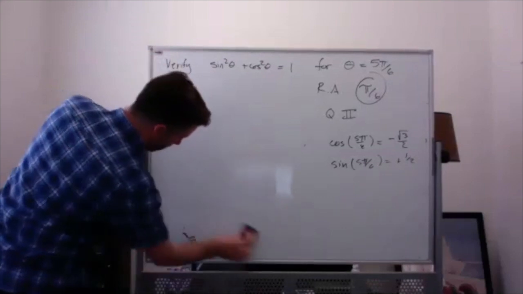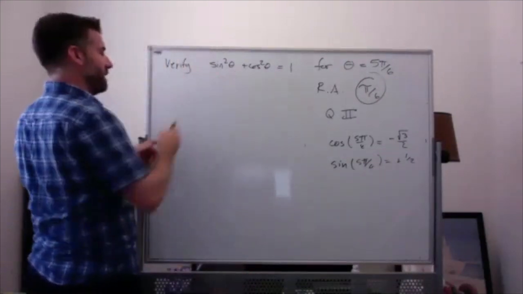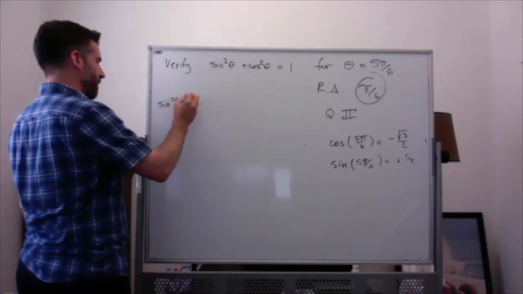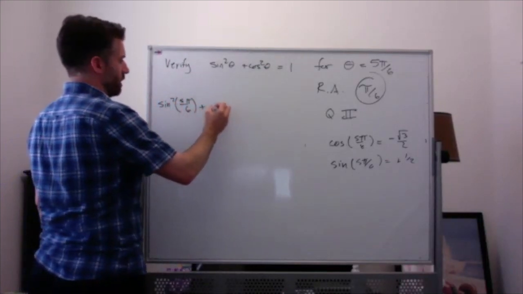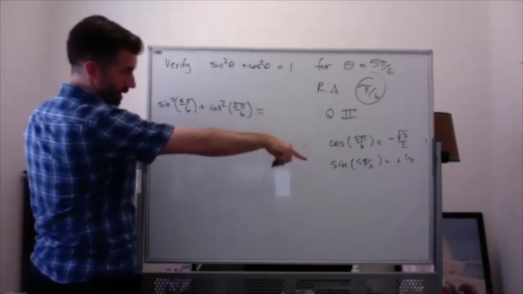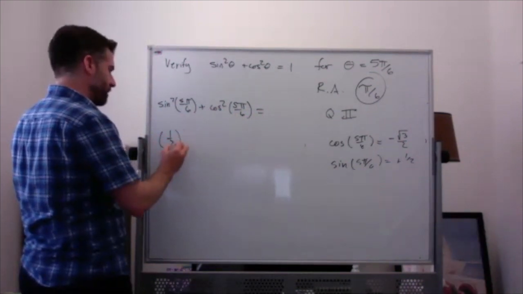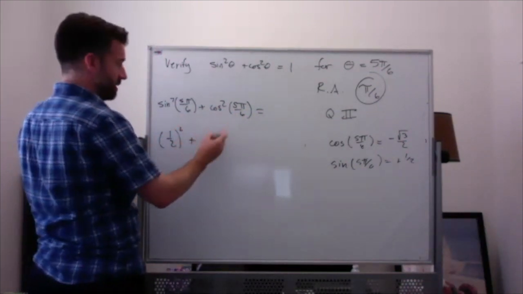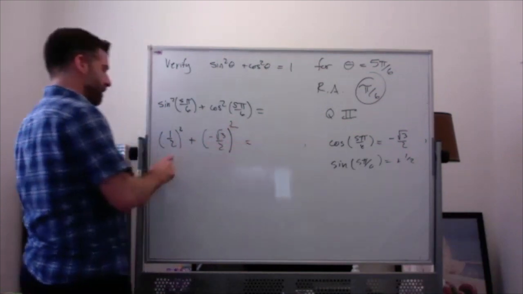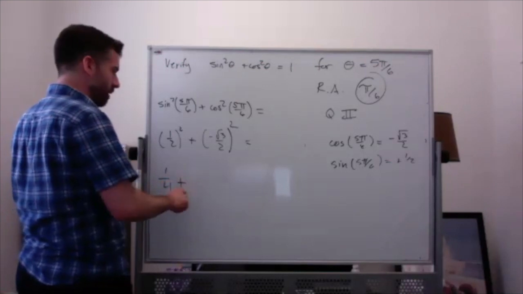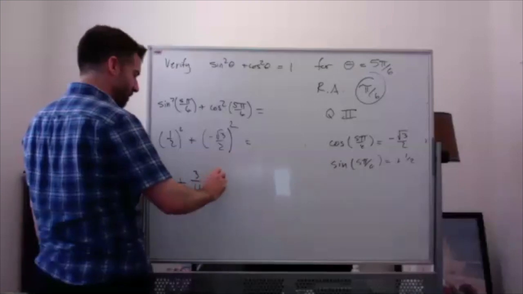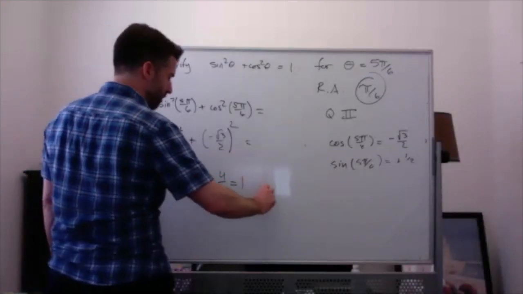So what I should actually be doing is saying, okay, I want to verify this identity. I should say sine squared of 5 pi over 6 plus cosine squared of 5 pi over 6 equals, well, sine is 1/2, so it's 1/2 squared. Cosine of 5 pi over 6 is negative root 3 over 2, squared. 1/2 squared is 1/4, plus negative root 3 over 2 squared is 3/4. 1/4 plus 3/4 is 4/4, which is 1.